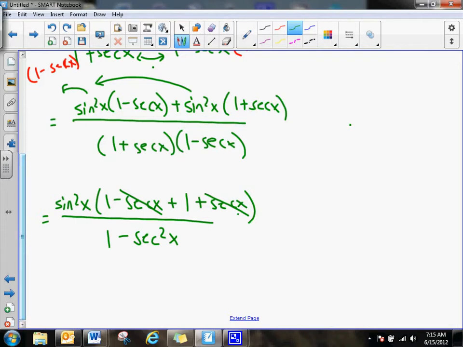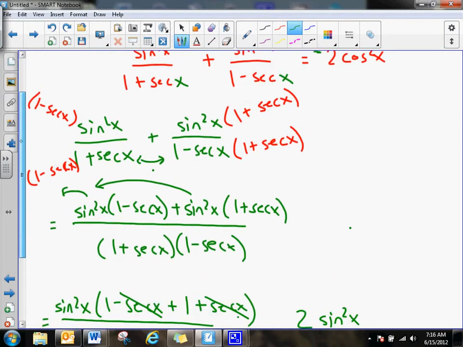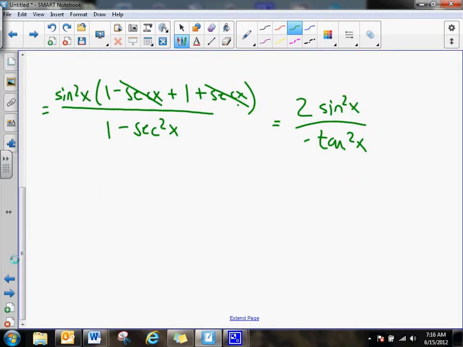What I see is 1 plus 1, which is 2 sine squared of x over 1 minus secant squared. 1 minus secant squared is going to be negative. It's actually negative tangent squared. I'm going to go up and sneak a little negative sign into the end of our proof. I did not foresee that happening. That negative sign snuck in there. But let's just run with it.